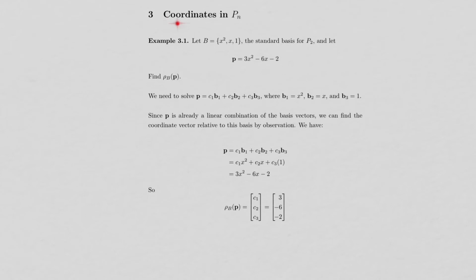Now we'll do some examples in Pn. We'll find coordinate vectors in Pn. In this example, B is the basis x squared, x, and 1, and this is the standard basis for P2.